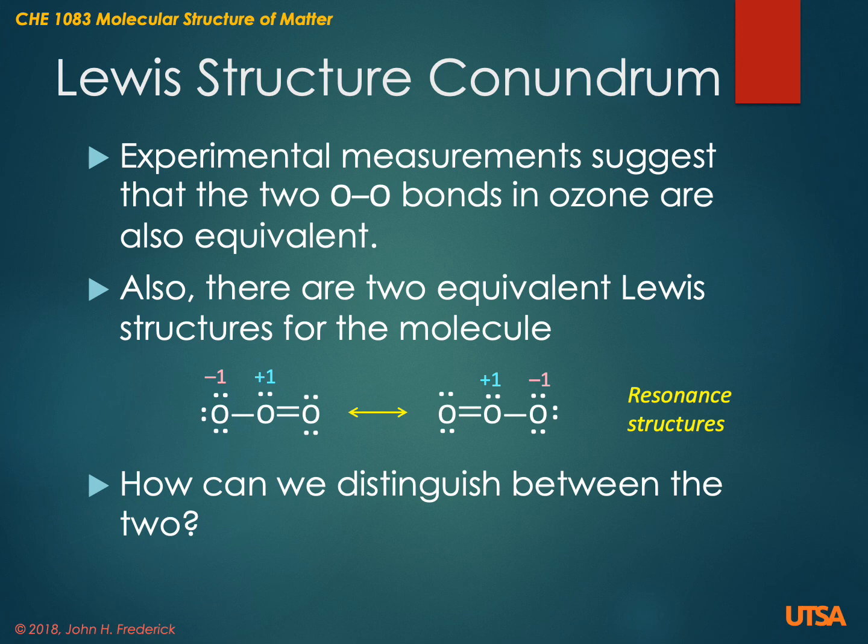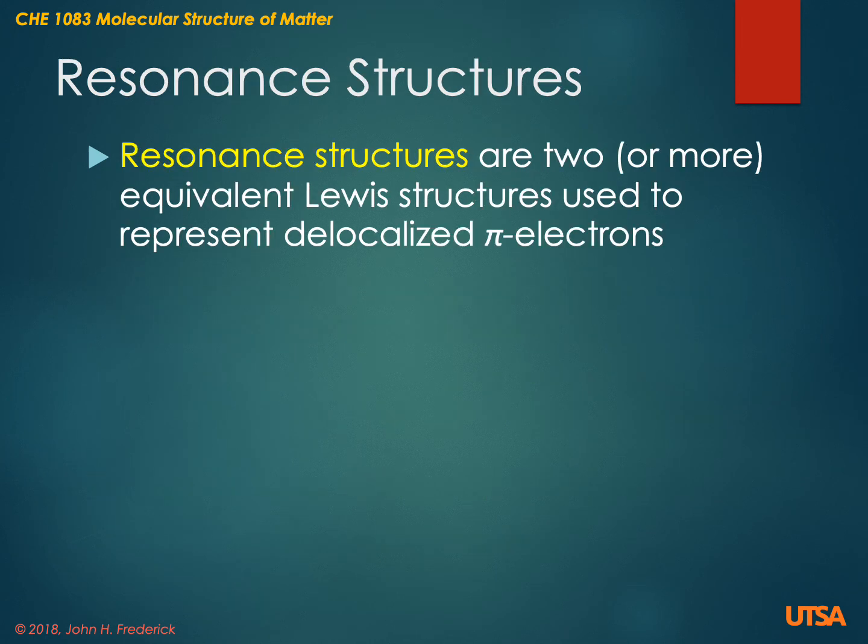So how could we distinguish between these 2 resonance structures? Well, the fact is we can't. These 2 resonance structures both contribute overall to the molecule that we know ozone to be. So let's define what resonance structures are. They're basically going to be equivalent Lewis structures, 2, possibly more, that represent delocalized pi electrons. And this is an important point: they never refer to electrons in a sigma bond. They always refer to pi electrons, or non-bonding electrons that happen to be in a p orbital.